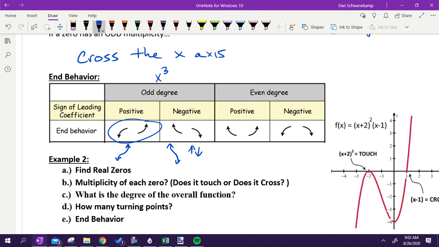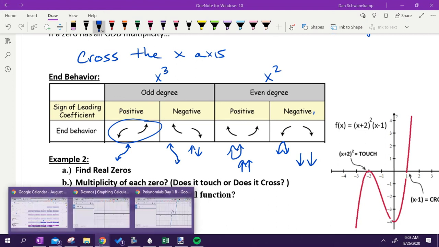Even degree. What's a polynomial you know with an even degree? x squared. If it's a positive x squared, it's an upward facing parabola. So you start up and you end up. Anytime your degree is even and it's a positive leading coefficient. If it's negative, then you're going to have a downward facing parabola. You're going to start down, you're going to end down. Those are the rules that we know.